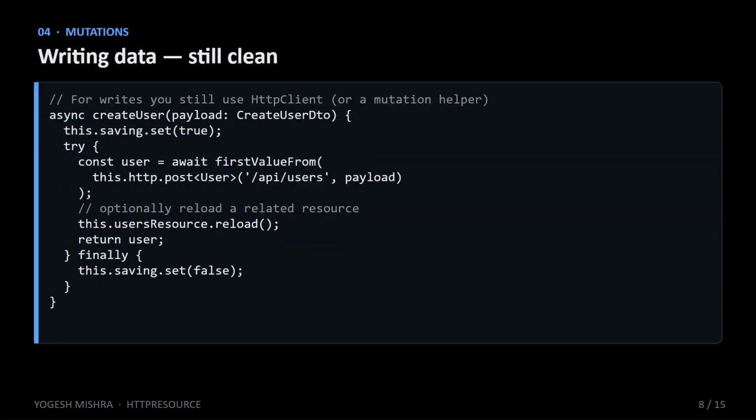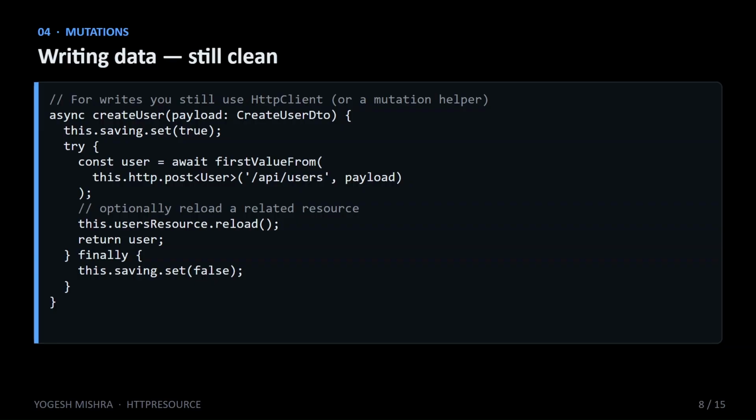Important clarification on mutations. httpResource is mainly for reading data, GET. For writing data, post, put, delete, you still use HttpClient. This is the important clarification here. httpResource is mainly for reading data, right? The clean modern way looks like this, as visible on the screen.